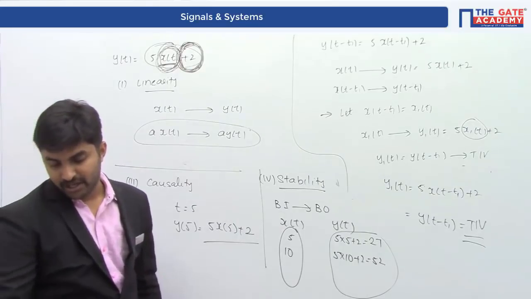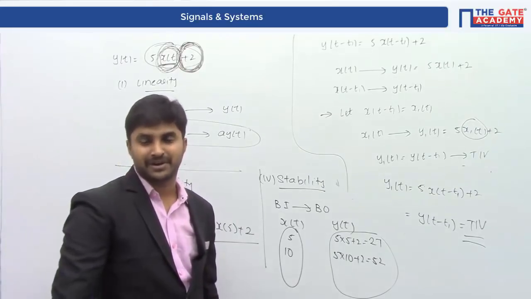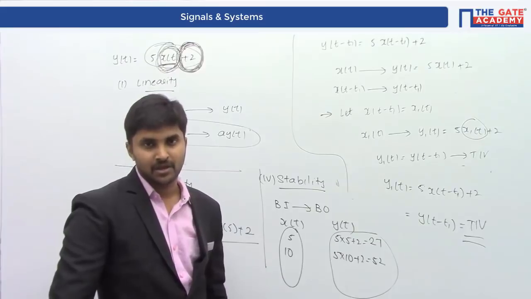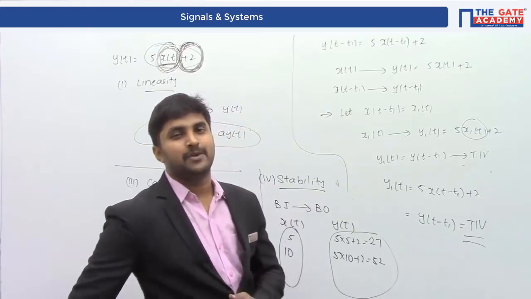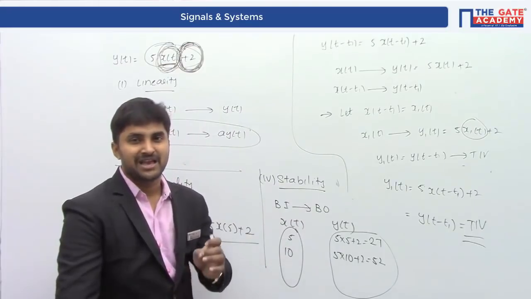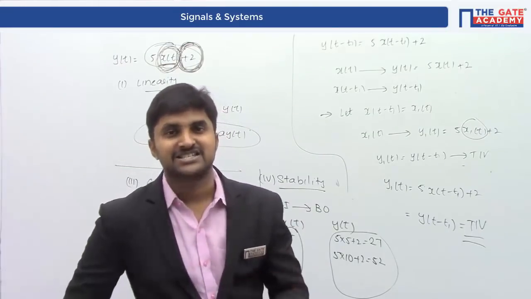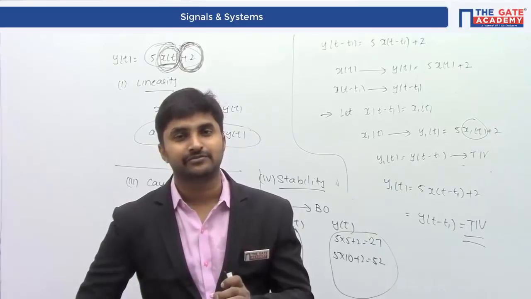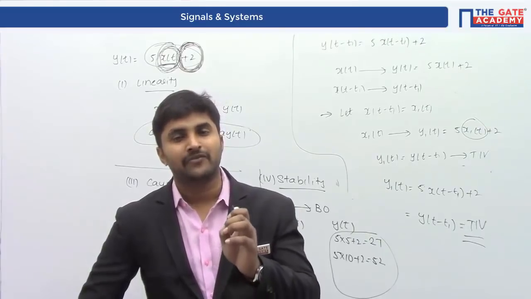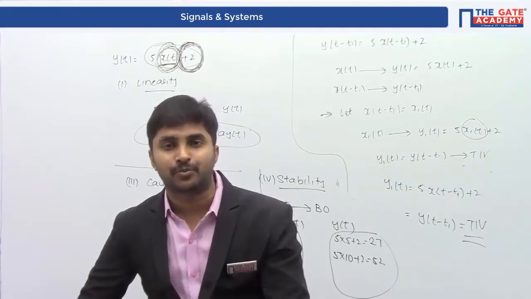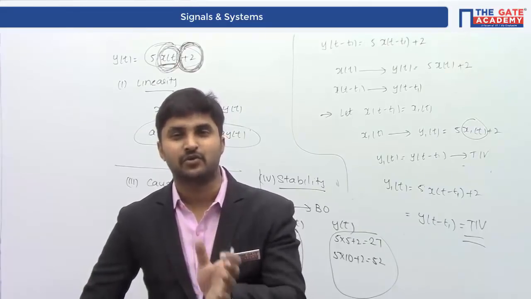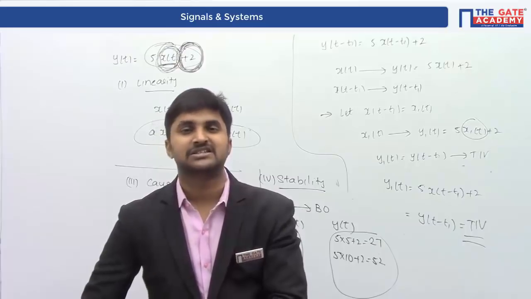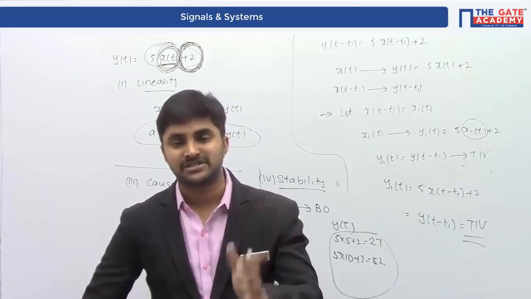And the last property, the fifth property, is the invertibility of the system. How do we say a particular system is going to be invertible? A system is said to be invertible if the input can be retrieved from the output. Such a system is what we call an invertible system.